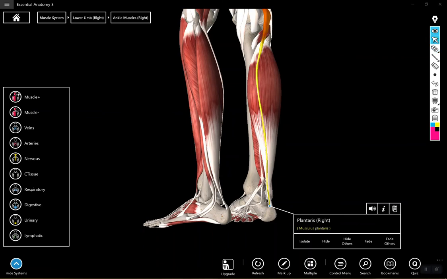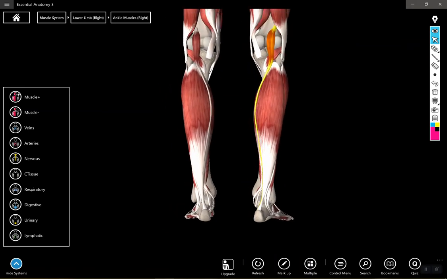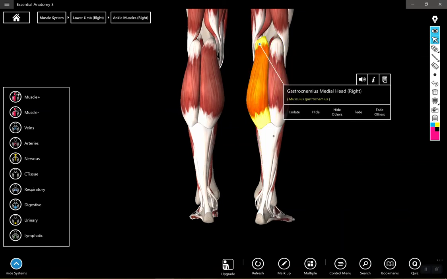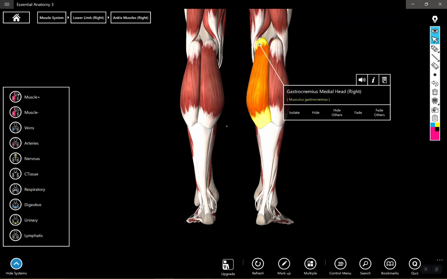Okay, so here we have the gastrocnemius. So there's a medial and a lateral head. You just have to know that it's the gastrocnemius. But the reason it's called the gastrocnemius is because it means the stomach of the leg. So gastro is stomach. And that's just because it has two bellies and heads. But you just have to know that it's the gastrocnemius.